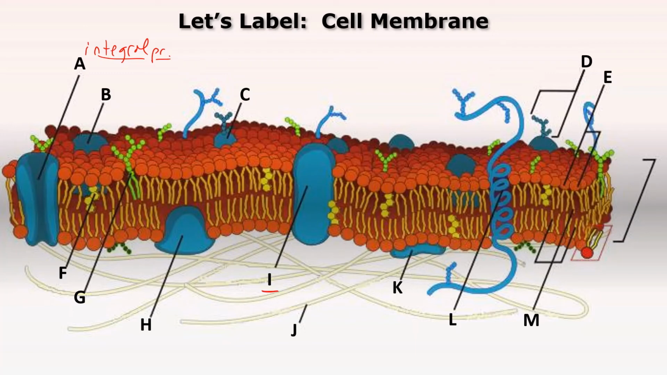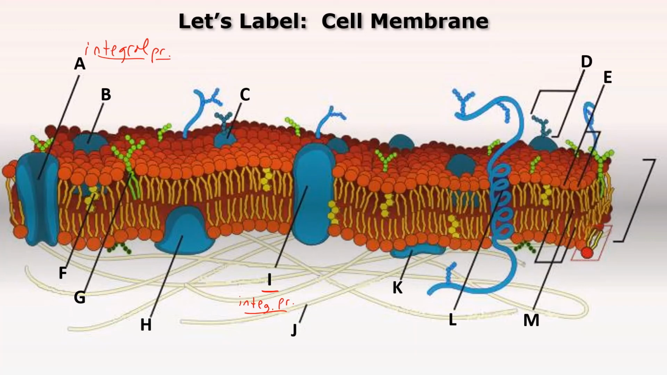I can cheat and look forward at I. I looks like an integral protein too. I'll just put integ-per for short. Again, it doesn't look like a channel protein. It probably has some other function, but it is integrating the membrane. It is going all the way through. So I would call A and I both integral proteins.